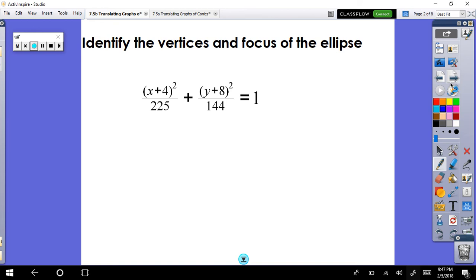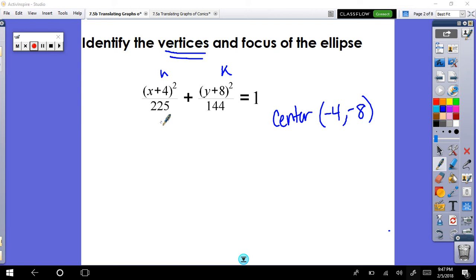So here's our first example. We want to identify the vertices and the foci of the ellipse. So first of all, I'm going to pick out my center point. That's going to be my (h, k). Remember, the h always goes with the x, and the k always goes with the y, and it's always opposite. So if it's x plus 4, the center will be -4. Y plus 8, the center will be at (-4, -8).